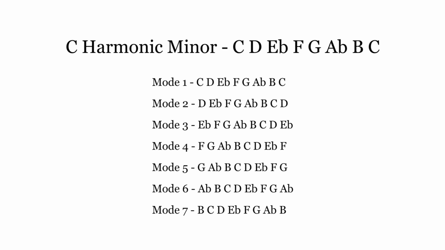So that C harmonic minor is the first mode. Then for the second mode, we start on D, and we have D, E flat, F, G, A flat, B, C, D. So exactly the same set of notes, just starting on D. Then we have the next one starting on E flat, which gives us E flat, F, G, A flat, B, C, D, and so on. So we're always sticking to the notes of that original C harmonic minor.